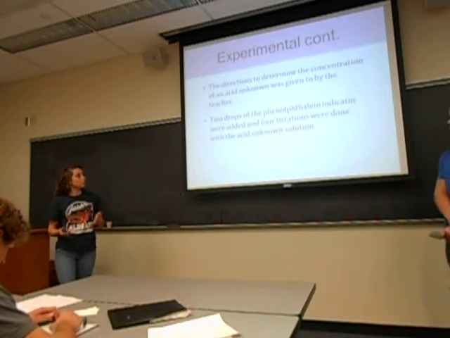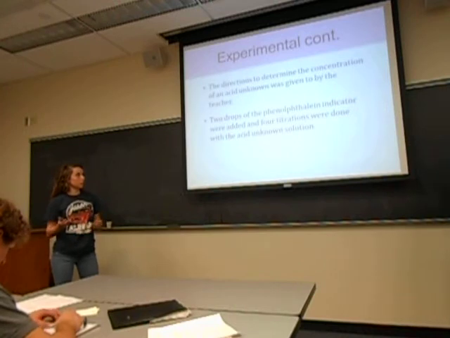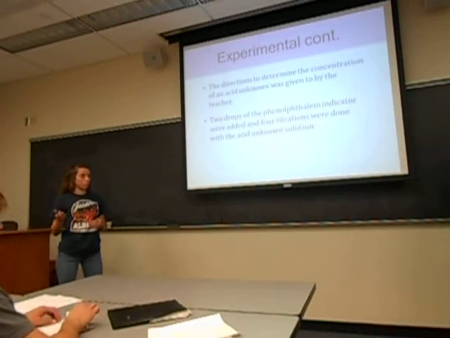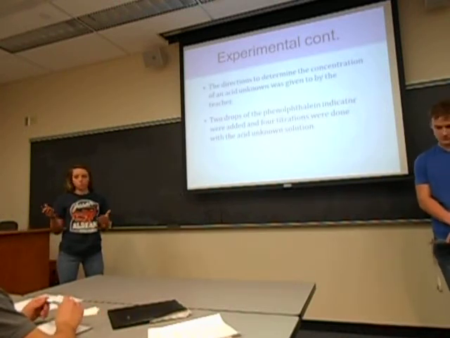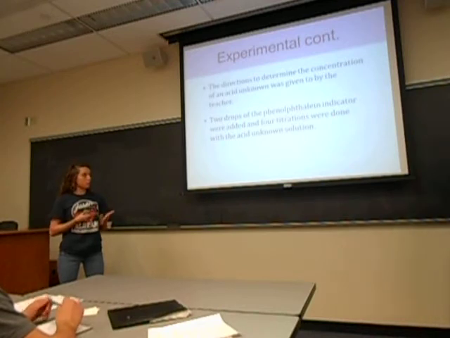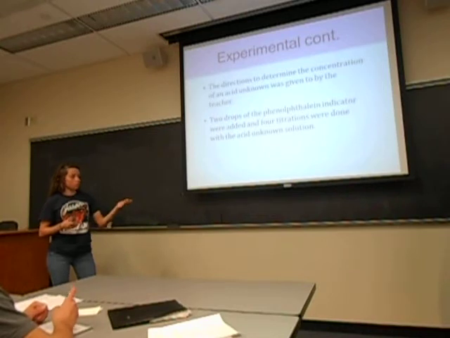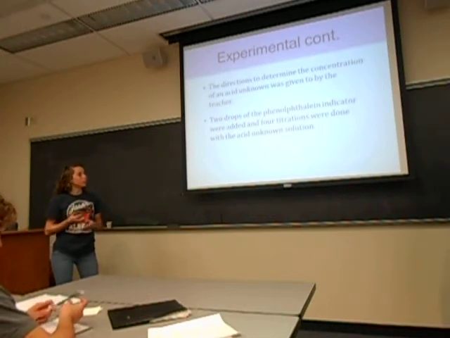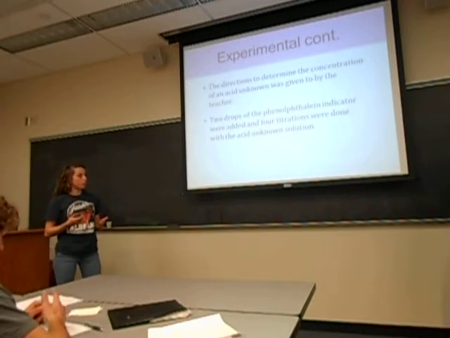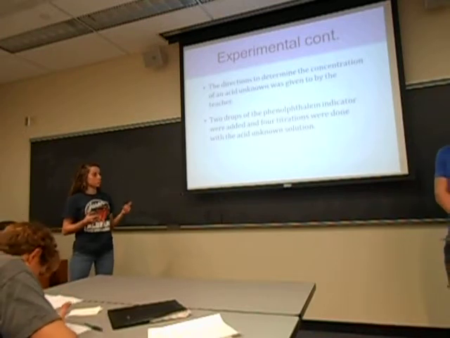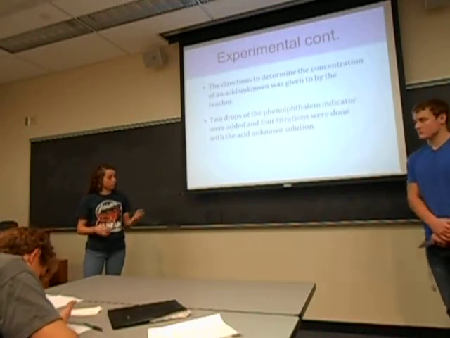The directions to determine the concentration of the unknown acid were given by our instructor, which was pretty much the same as how we determined the concentration of the other solution. Again, 2 drops of phenolphthalein indicator were added, and 4 titrations were done with the unknown.